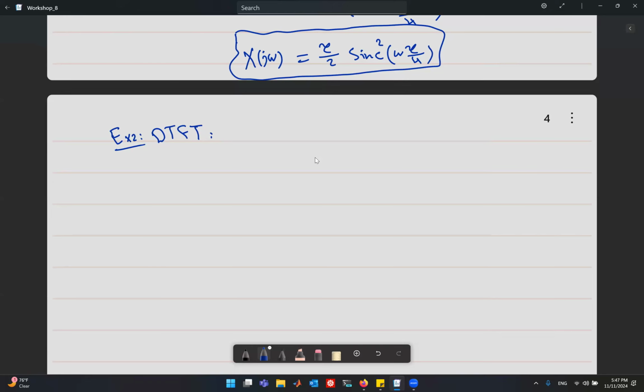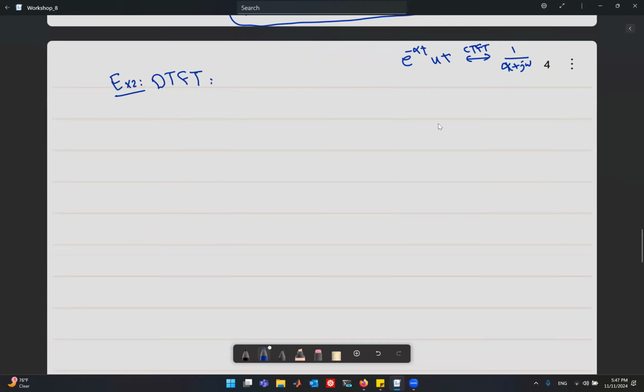Similar to what we did in the previous workshop, we did exponential minus alpha t u(t), and we did the continuous time Fourier transform for this signal, and it was 1 divided by alpha plus j omega. And this Fourier transform is very, very useful, because most of the time, it's very useful when you're doing inverse Fourier transform.